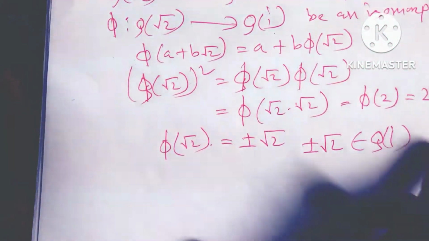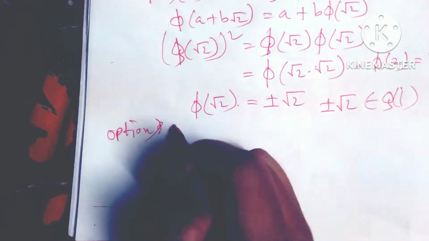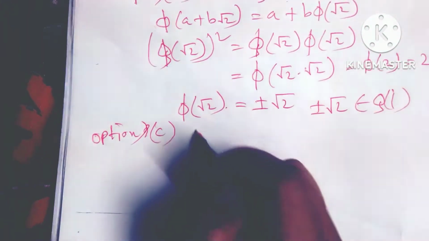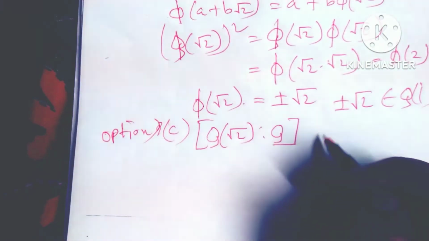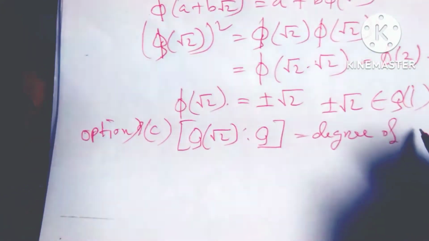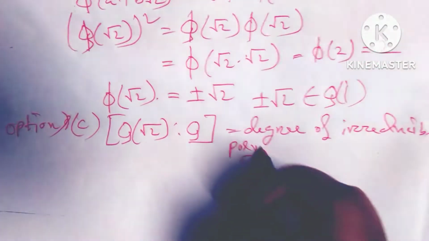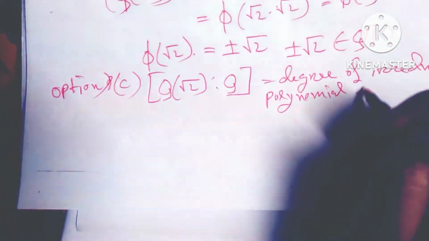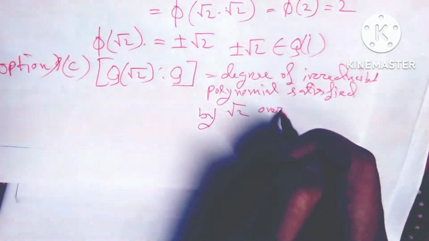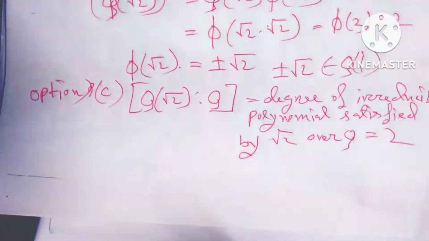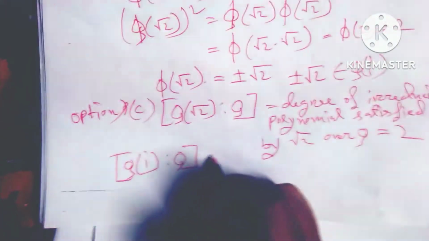Now next we see option C. Option C: [Q(root 2):Q] is equal to the degree of the irreducible polynomial satisfied by root 2 over Q, which is equal to 2. So friends, [Q(i):Q] also equals 2.